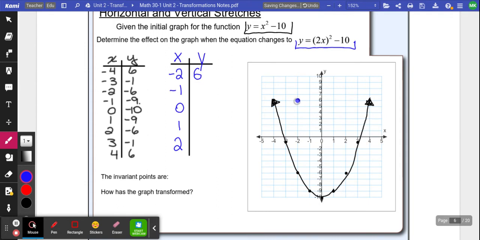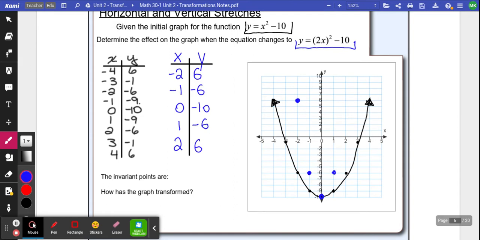Right there. Next one, -1. So you put -1 times 2 is -2. Squared is 4 minus 10. Oh, I went too fast in my own head. -6. So -1, -6 right here. Zero times 2 is 0. 0 squared is 0 minus 10. I have 0 and -10 right here. One times 2 is 2. 2 squared is 4 minus 10 is going to be -6 again, and then +6 again.